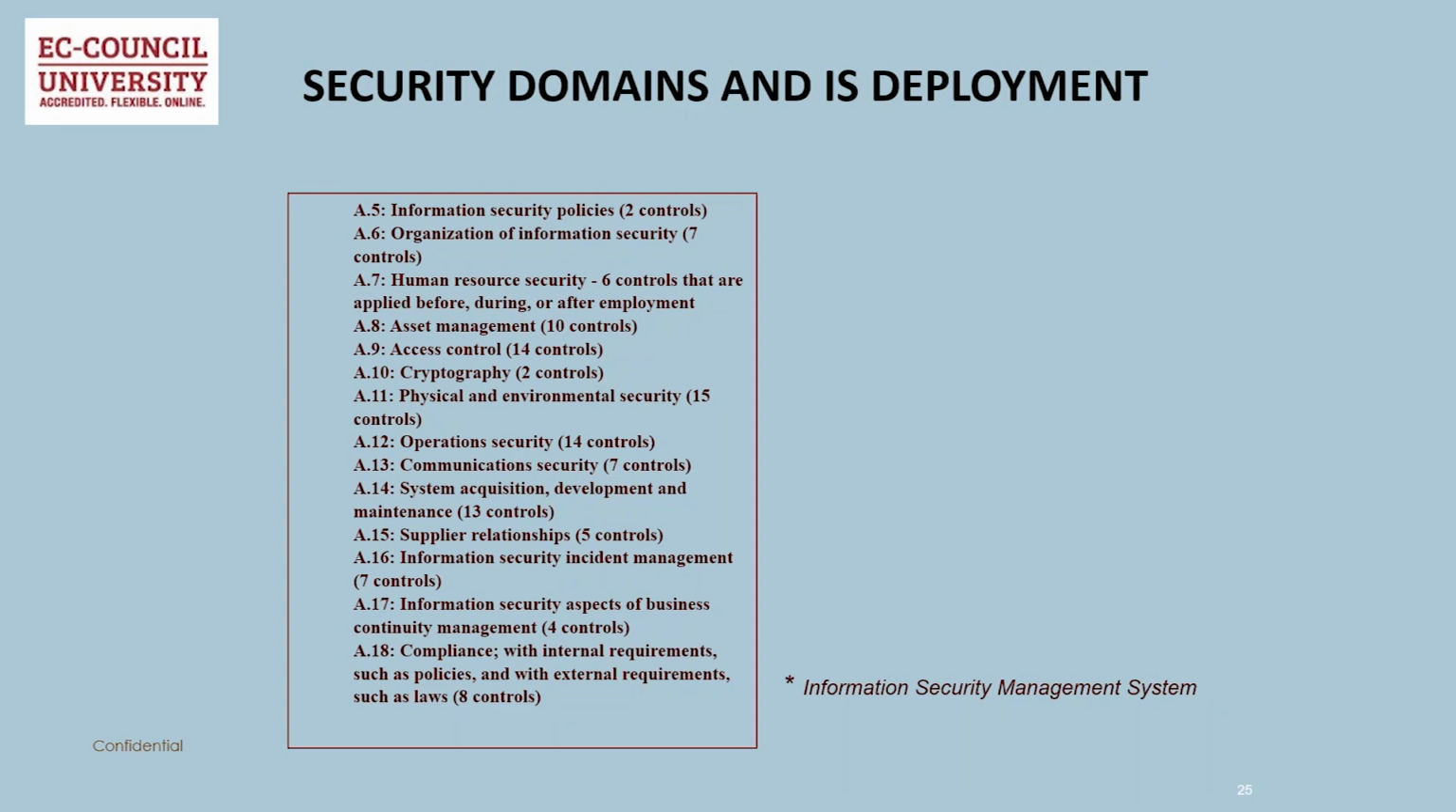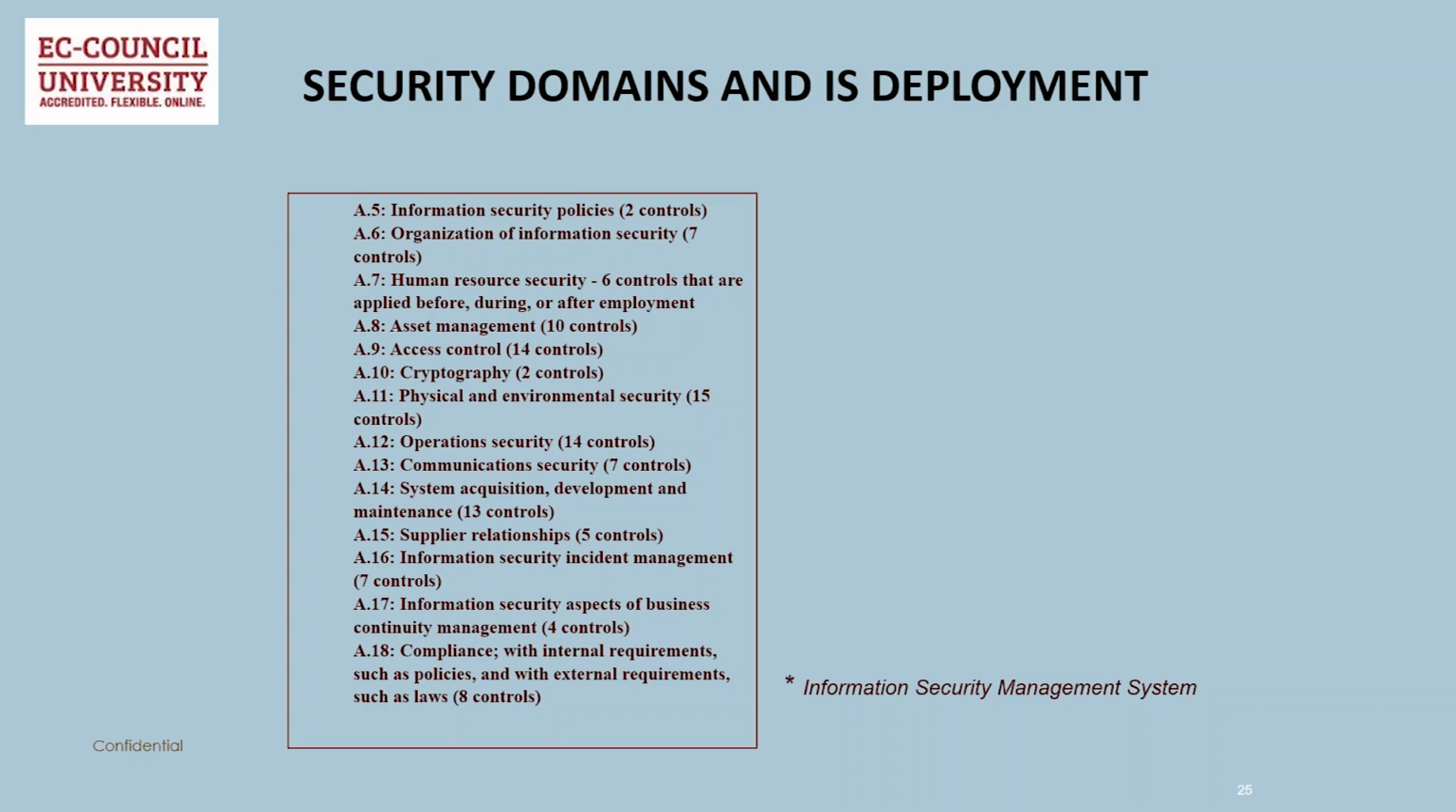Then we will also cover business continuity management. There are 4 controls. What do you do when there is a disaster? And what are the critical objectives in terms of RTO, RPO? Do you have a cold site or do you have a hot site? All these things will be covered in business continuity management. And then we talked about audit.